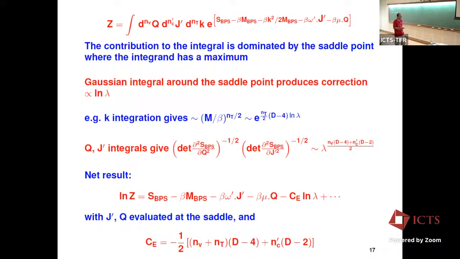So this is what I have said, that this j prime and q have to be evaluated at the saddle, and the C, whose subscript E stands for the logarithmic correction that is coming from the change of ensemble. I mean, this is essentially converting from microcanonical to grand canonical ensemble, and that's where these logarithmic corrections are coming from.